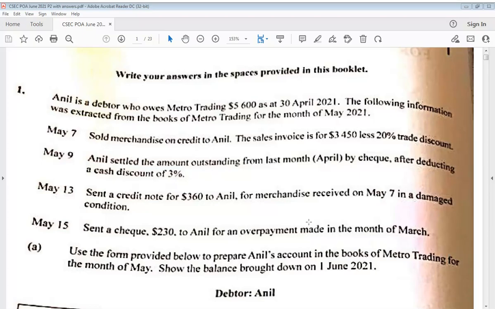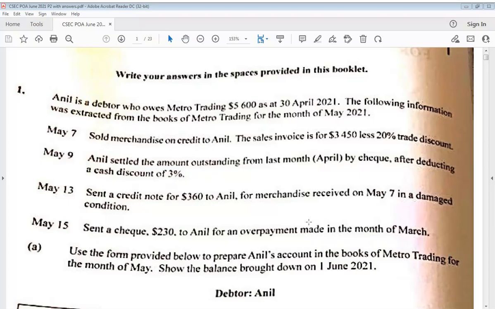Now, May 15, sent a check, $230 to Anil for an overpayment made in the month of March. Oh, he sent a check. Now, we recognize that that was a bank refund, a check, bank refund of $230. And therefore, this would be on the debit side of Anil's debtors account.